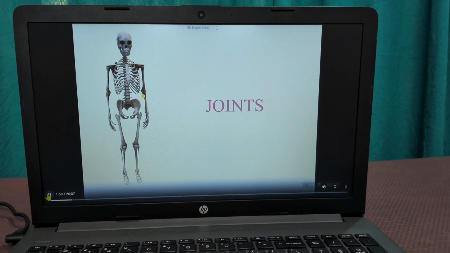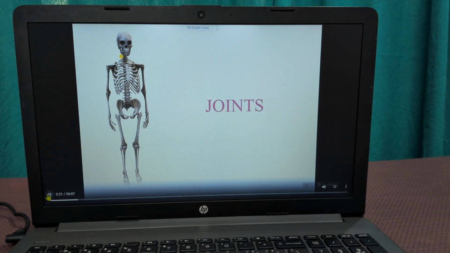For example, the joints present in our neck are movable. We can move our neck, we can move our hands. So these joints are movable, but we can't move our belly 360 degrees because these joints are immovable. There are many kinds of joints in our body, depending upon the tissues present in them.